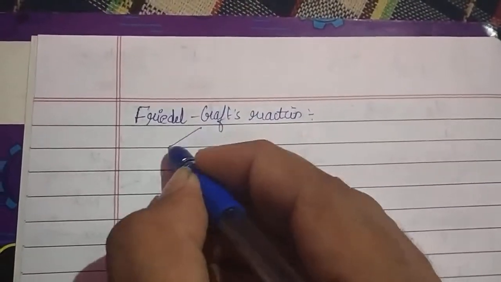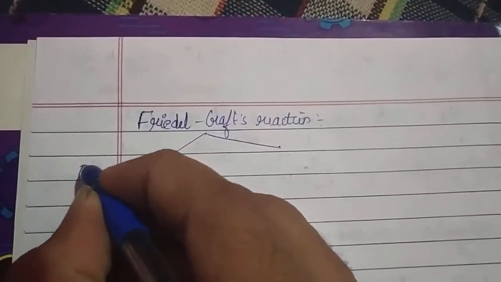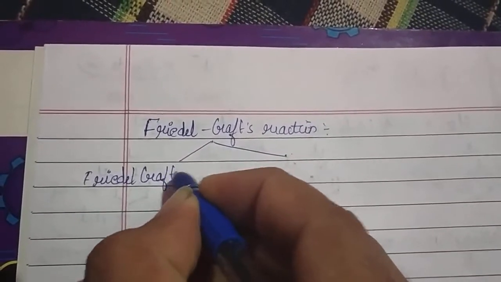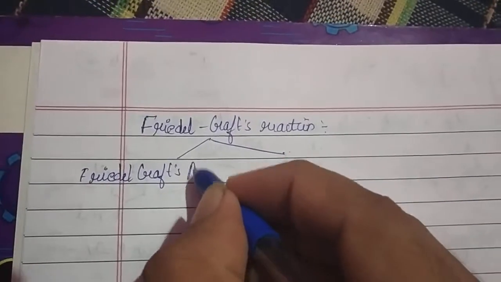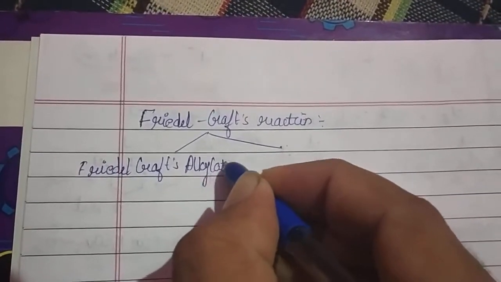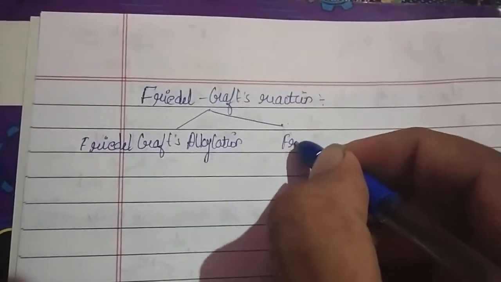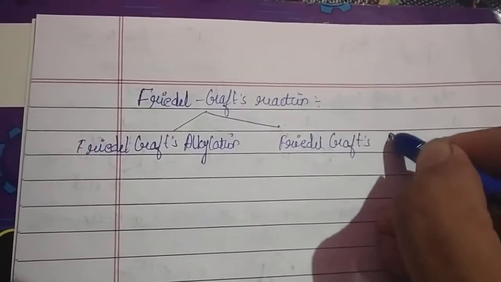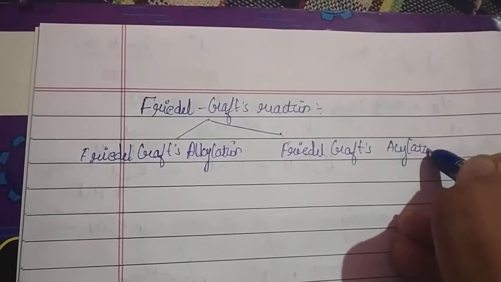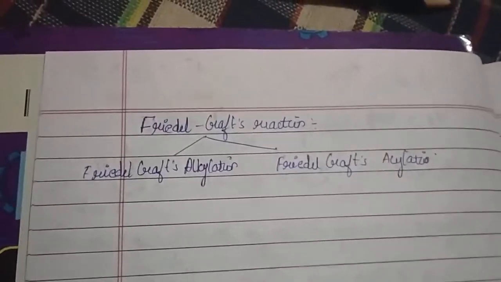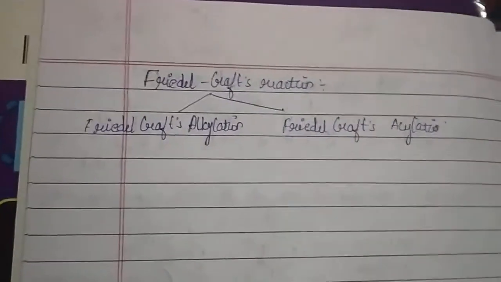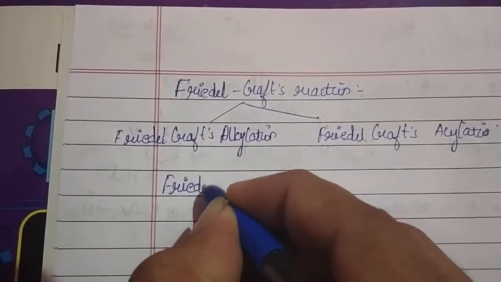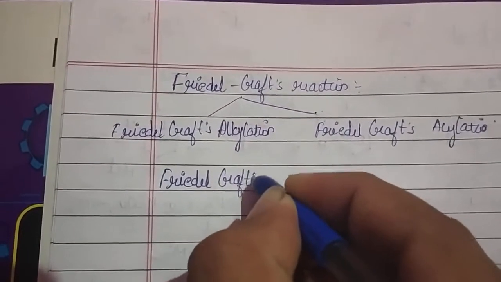Basically they are categorized into two important types. One is called Friedel Craft's alkylation. Once again, I am reminding you, it is a named reaction, so very important. Friedel Craft's alkylation and Friedel Craft's acylation. Of course, Friedel Craft is the name of the scientist who discovered this reaction. So first and foremost, let us see Friedel Craft's alkylation.